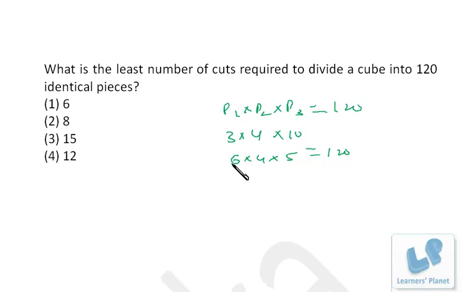Now let's count the number of cuts. 6 parts, 5 cuts; 4 parts, 3 cuts; 5 parts, 4 cuts. So 5 and 3, 8, plus 4. In all it is 12 cuts. Okay. So isn't it very easy? Let's take the next one.